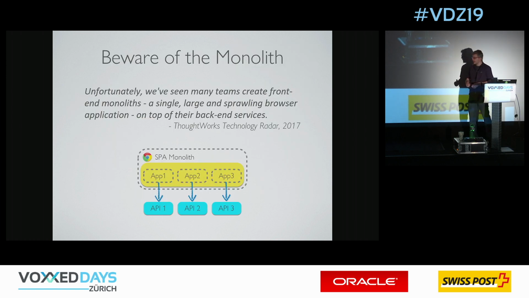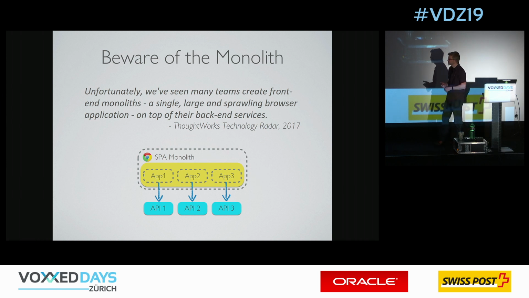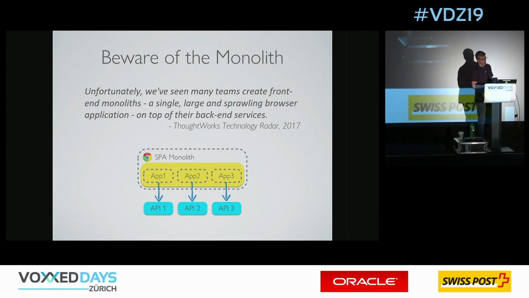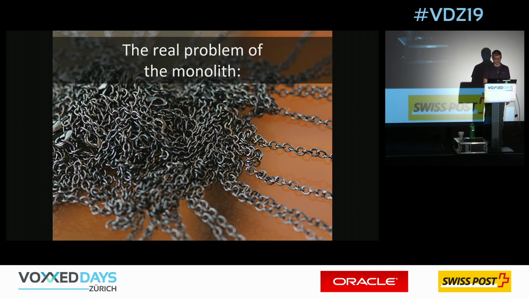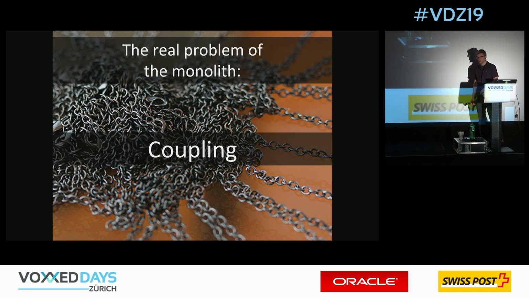This was also put on the ThoughtWorks technology radar in 2017: that there is actually a problem in a lot of applications where we build these single large sprawling browser applications, which they call Frontend Monoliths. That's how we got to the monolith. The real problem of the monolith is the coupling.